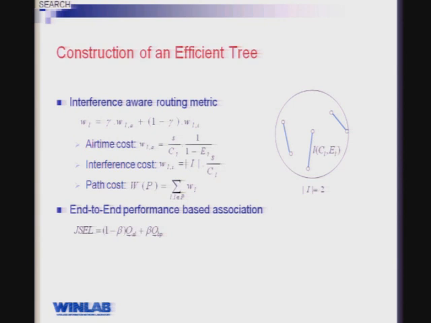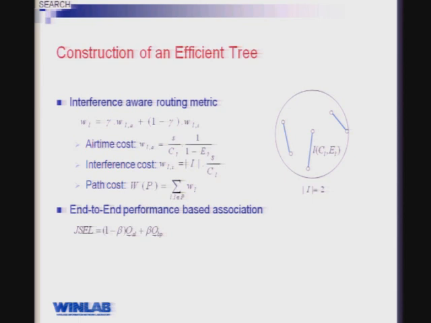To construct an efficient tree, we use an interference-aware routing metric. The interference-aware routing metric has two components. One component is the airtime cost, which is defined as the time needed for a link L to successfully transmit a packet to its receiver. And the interference cost represents the total channel time of the interfered links consumed by transmission on link L.